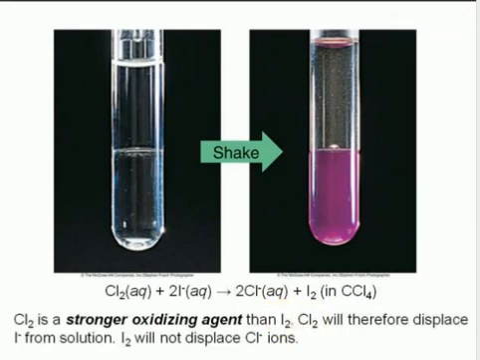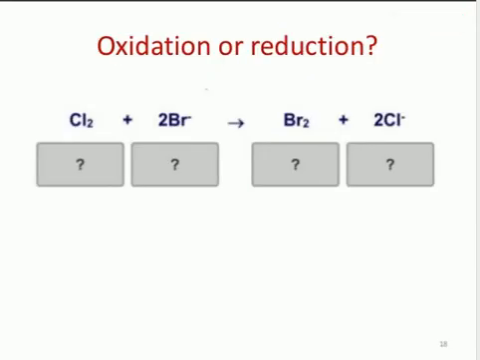That's the reason. It's very, very important. Then, students, consider the oxidation and reduction here: Cl2 with 2Br minus gives Br2 and Cl minus. Clear? I said it very clearly.